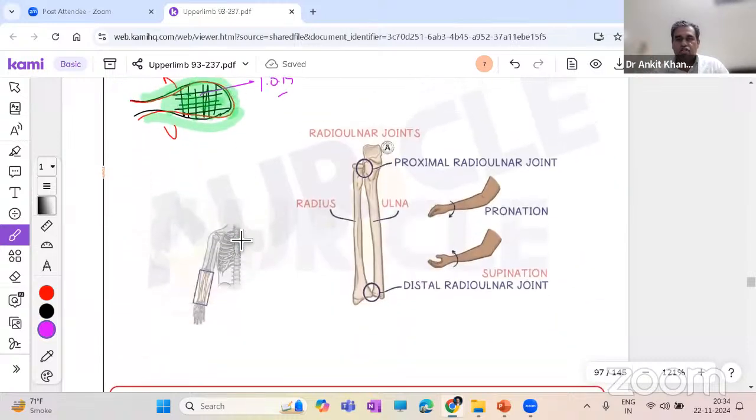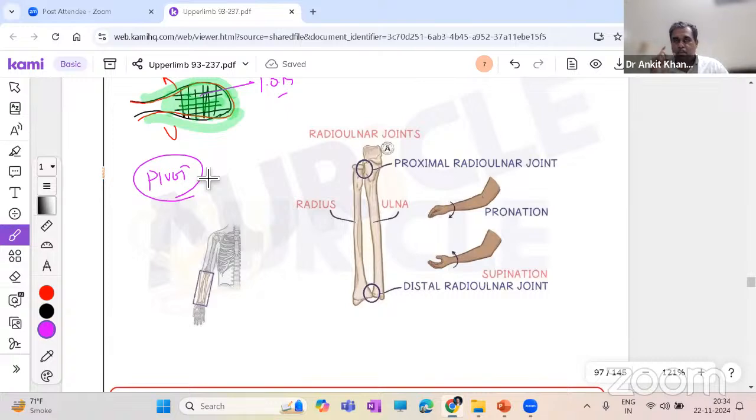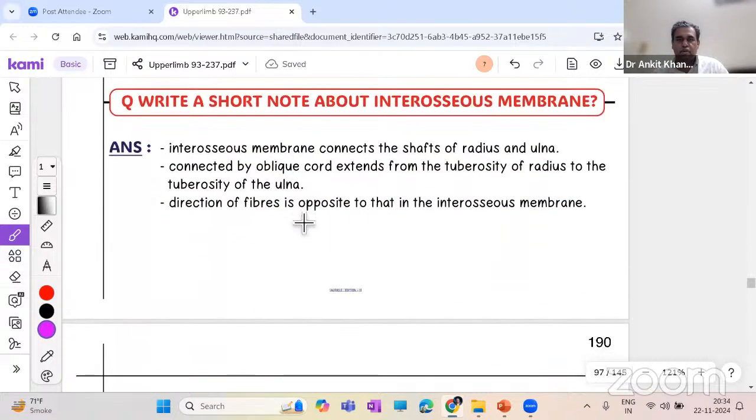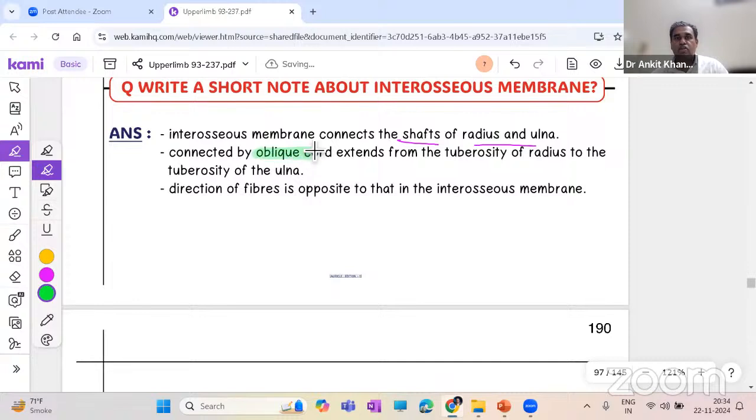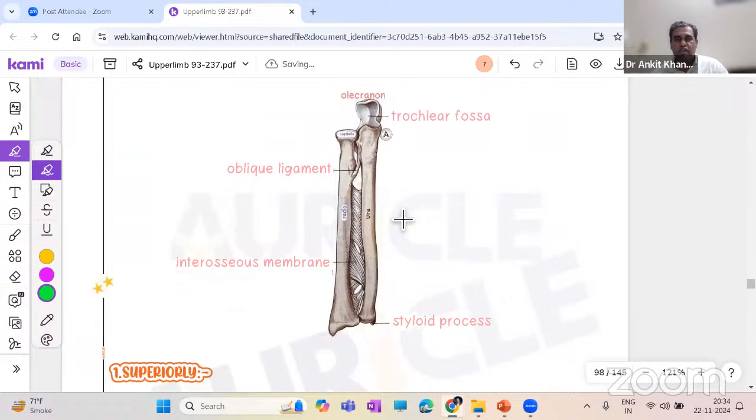Okay. So radioulnar joint, which type of joint is this? This is supination pronation. So they are actually moving in a pivot over here. Pivot, having a vertical axis, rotation movement, that is their motive. Some points about the interosseous membrane: it connects the shafts of radius and ulna, fair enough. And there's an oblique cord also we'll see, whose direction is opposite to that of the interosseous membrane. Here we'll see the oblique cord over here.